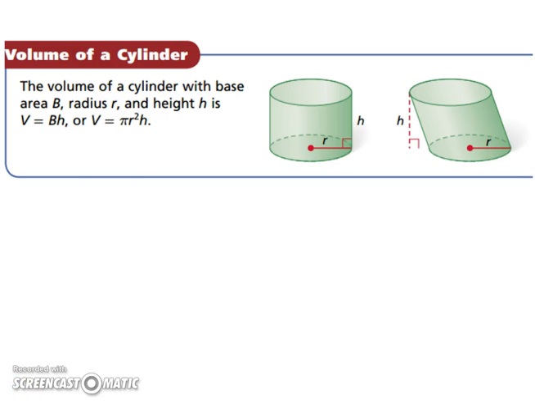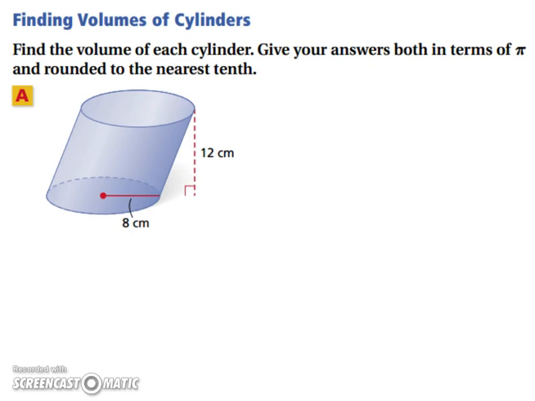Let's try these next ones. Find the volume of each cylinder. Give your answers both in terms of pi and rounded to the nearest tenth. Take a moment and try this first one on your own. Now that you've had a moment to try this one, let's try it together.